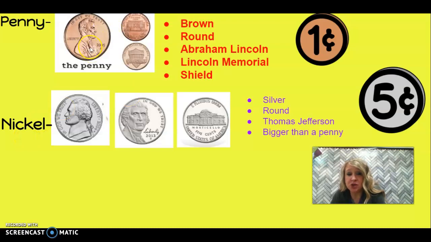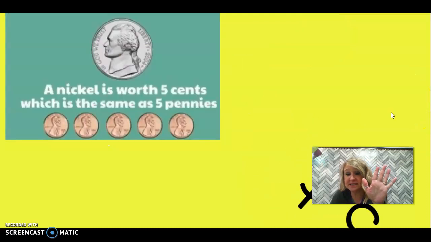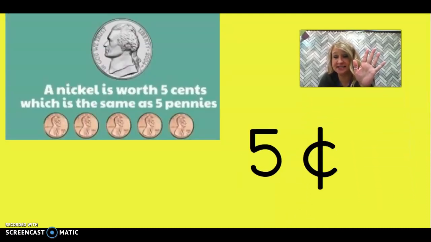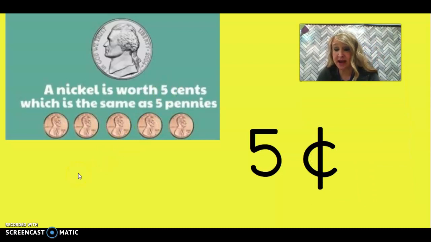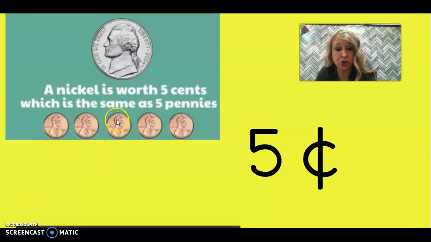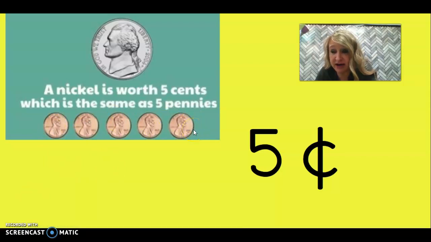The penny is this coin with Abraham Lincoln, and it's a brownish copper color. They're both round, but they have different amounts. A penny is worth 1 cent, and a nickel is worth 5 cents, which is the same as 5 pennies. If we count the pennies by ones, 1, 2, 3, 4, 5, 5 cents. 5 cents from 5 pennies is the same as 5 cents from 1 nickel.